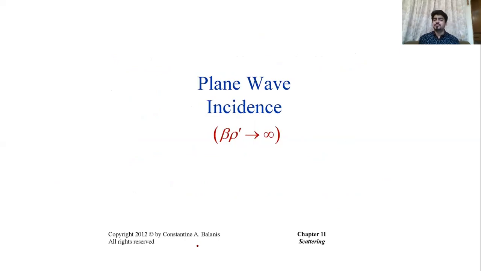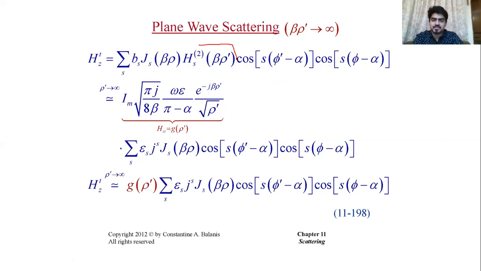Now for plane wave incidence, as I mentioned, you move your line source to infinite distance, and for that, what you do is you make this argument beta rho prime approach infinity. When we do that, for the Hankel function with this argument, we can write down the corresponding asymptotic expansion. So this will be that far field approximate expression for the Hankel function of the second kind. When we do that, that equation will reduce down to this equation. So this will be your scattered H field when you have a plane wave incidence. Okay.